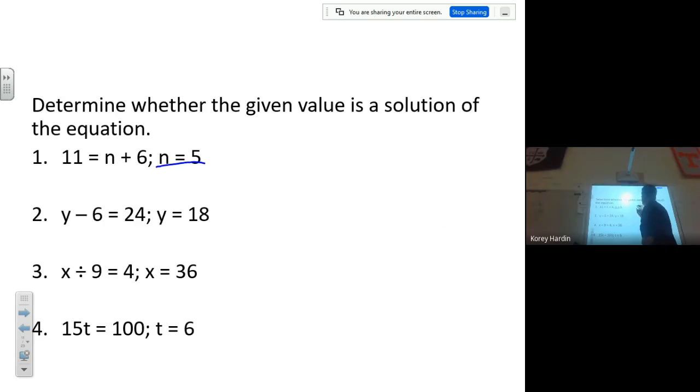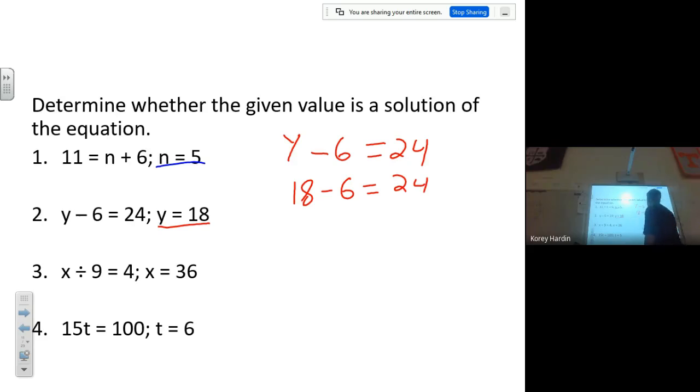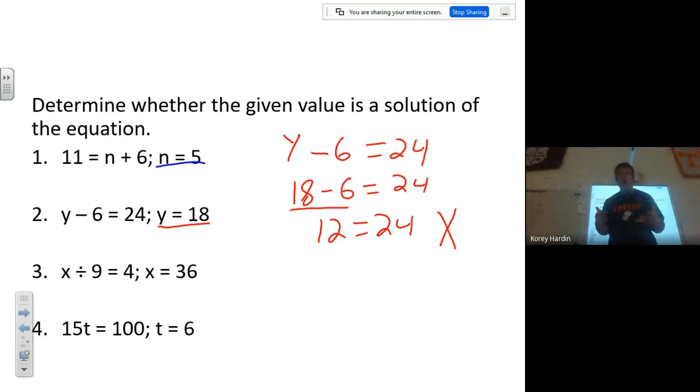So let's look at the next one. y minus 6 equals 24. So I take y equals 18. So 18 minus 6 equals 24. 18 minus 6 is going to be 12. So 12 equals 24. Sorry, Johnny, you're wrong. So no, this is not a solution.